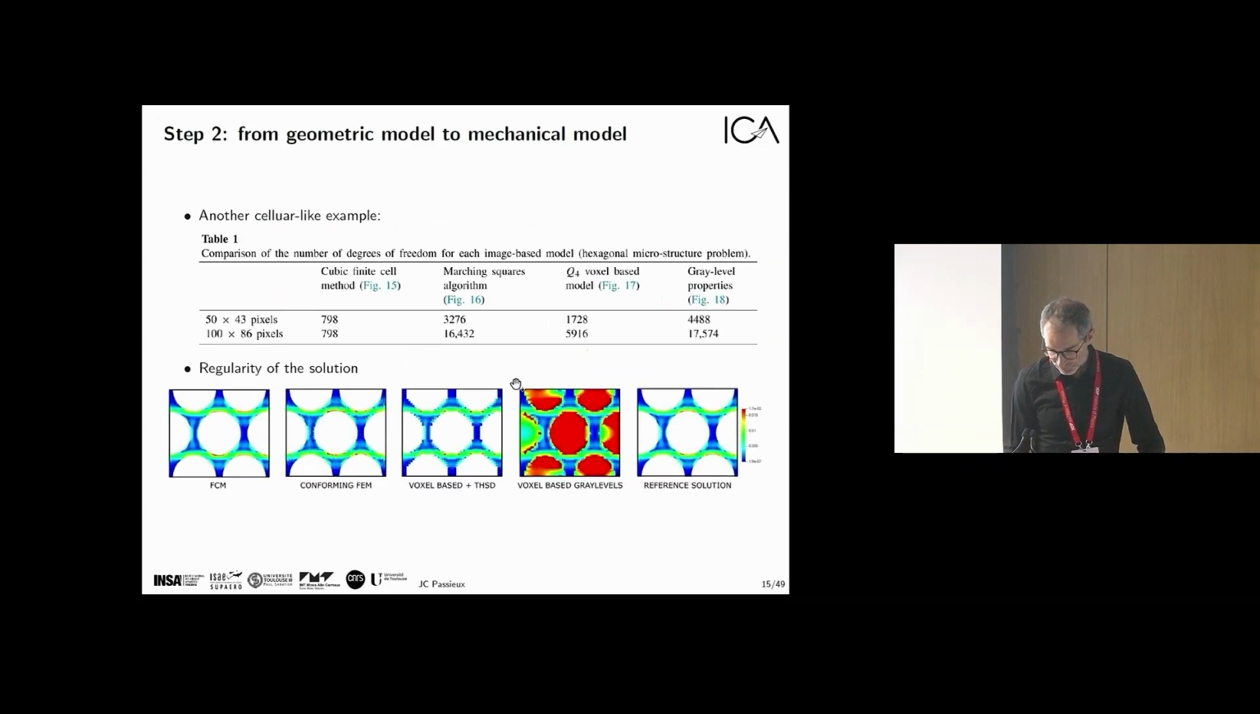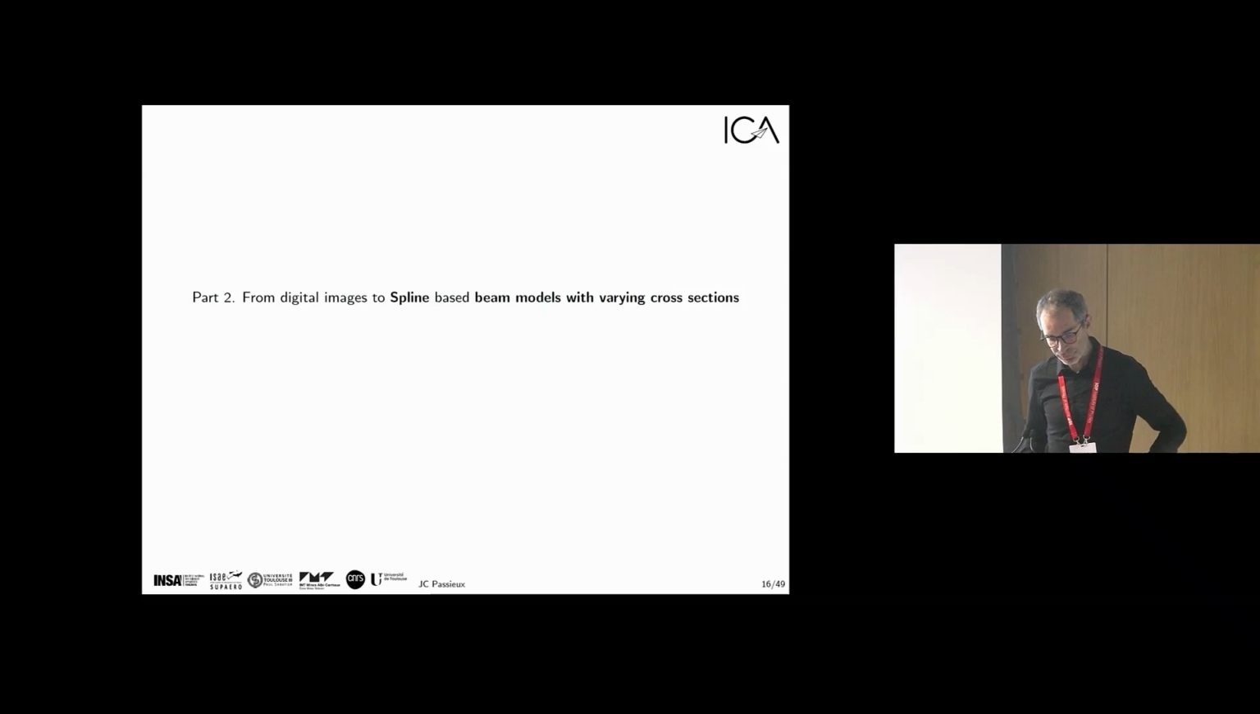Yes, this is, for instance, the reference solution, the different gray level-based, voxel-based method, the conforming FEM with marching squares, and the proposed spline-based fictitious domain method. And we have only 800 versus 3 to 16,000 degrees of freedom. So this was the first part.